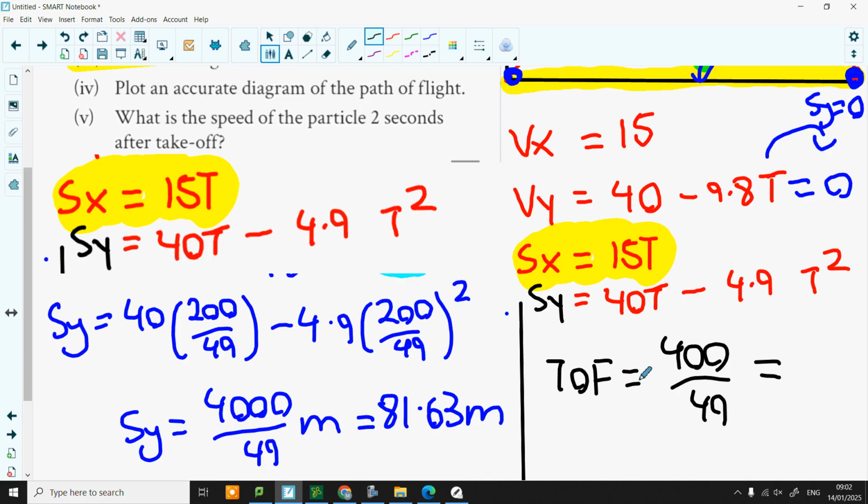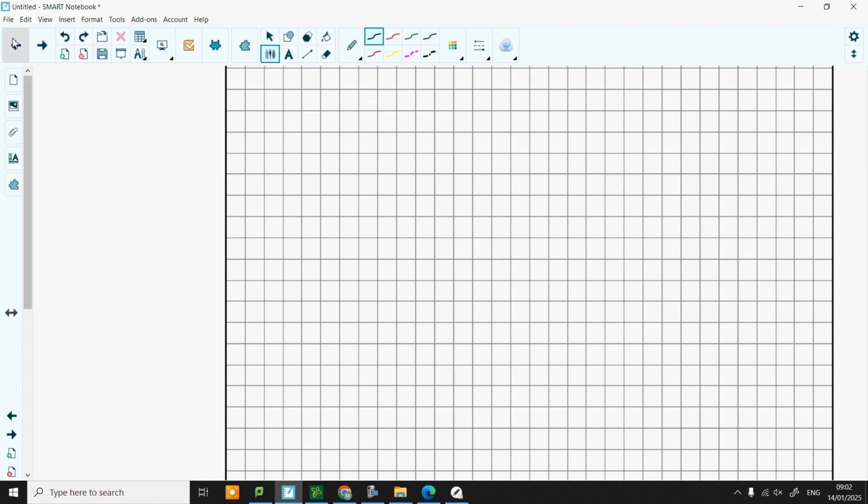How long were we in the air? It's known as the time of flight. So can you just give me 400 over 49 as a rough number? What do you reckon it is? So 9 seconds should cover us. 10 seconds will definitely cover us, won't it? Less than 10 seconds. So here's what I want us to do.